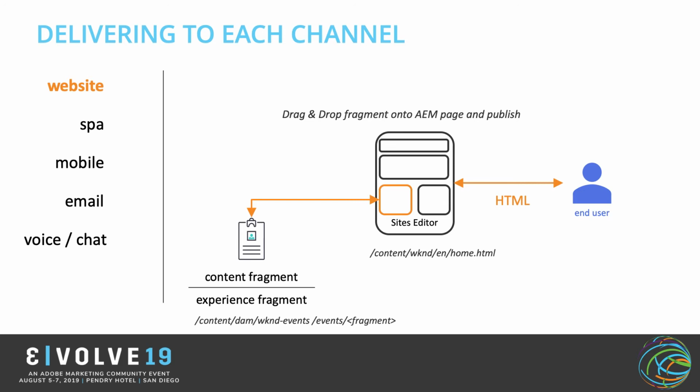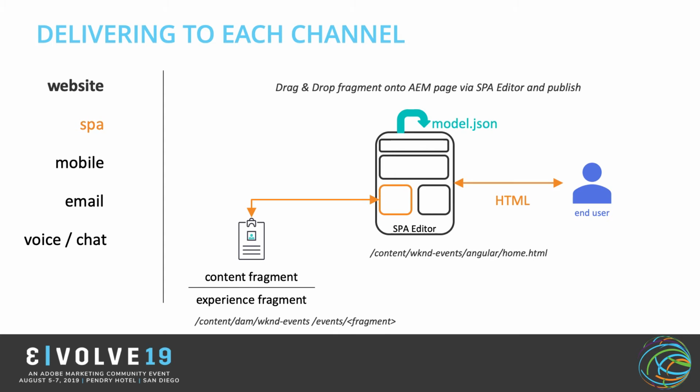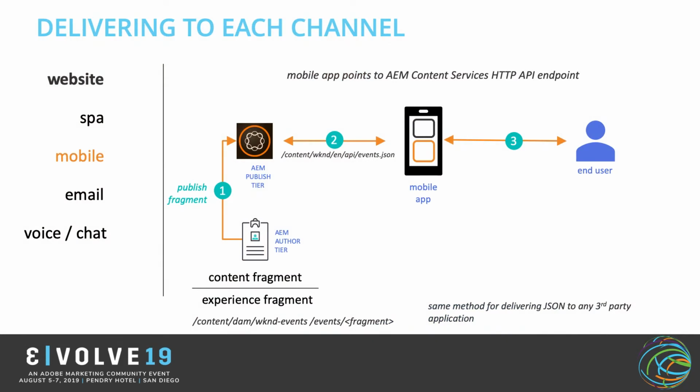All right, so the website channel is fairly straightforward. Anyone who's familiar with AEM, we're already doing this, right? You publish your content, you drag it onto a page, throw it up, and then you go to your published website, and the end user sees that content, right? SPA, very similar. Drag and drop something. This is using SPA editor in AEM. You drag and drop some content onto a page, publish it out, and then the end user sees it. The only difference with SPA is that it's a JavaScript framework, right? So it calls for the model.json of whatever's on that page, and that's similar to the JSON that I showed you earlier. And then it takes that and presents it however the SPA needs to work.